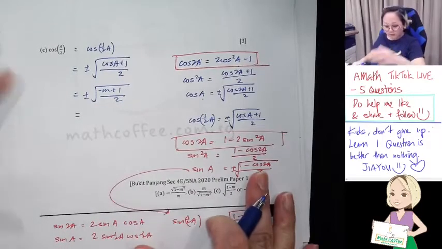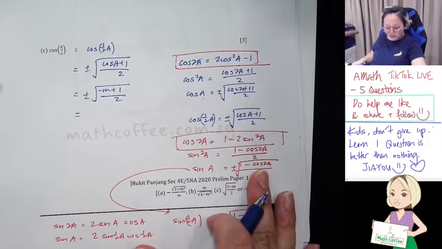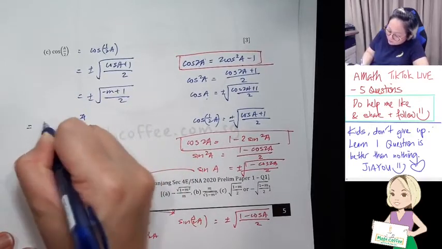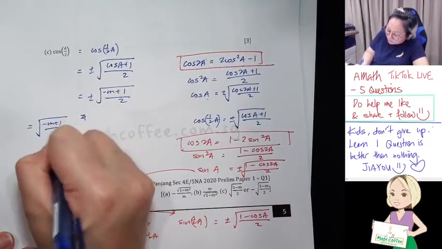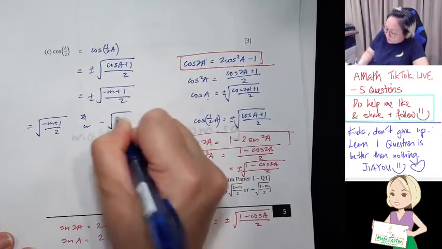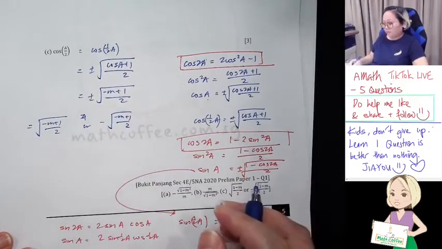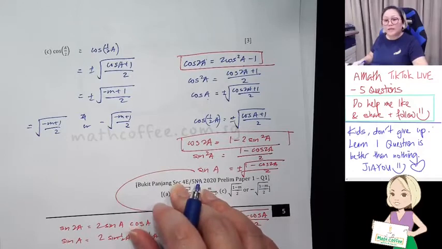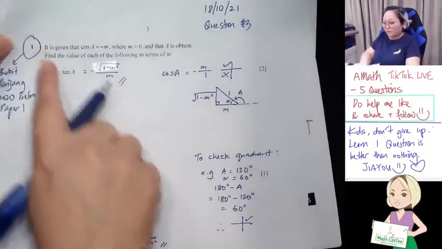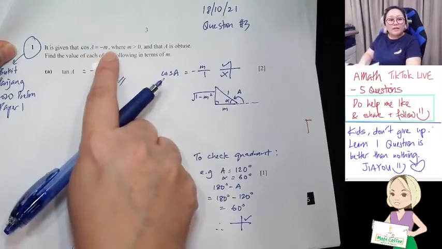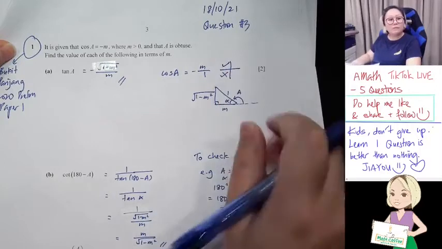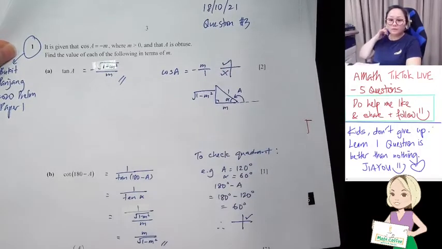Okay, so then after that, the question is, do I reject any of them? So I will have two answers. I will have the positive square root of (minus m plus 1) over 2, or minus square root of (minus m plus 1) over 2. Okay, kids, see here. Cosine A is in the second quadrant, it was in the question itself. Cosine A is minus m, A is obtuse. So we are referring to the second quadrant. The question says A is obtuse, because it is obtuse.